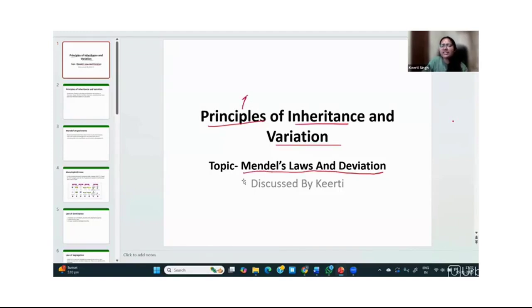Principles means there is some kind of rule, some kind of way that a particular thing is happening, something that is happening in a continuous manner. And these principles are concerned with inheritance. Inheritance means some character that is being transferred from parent to offspring. What do we inherit, right?